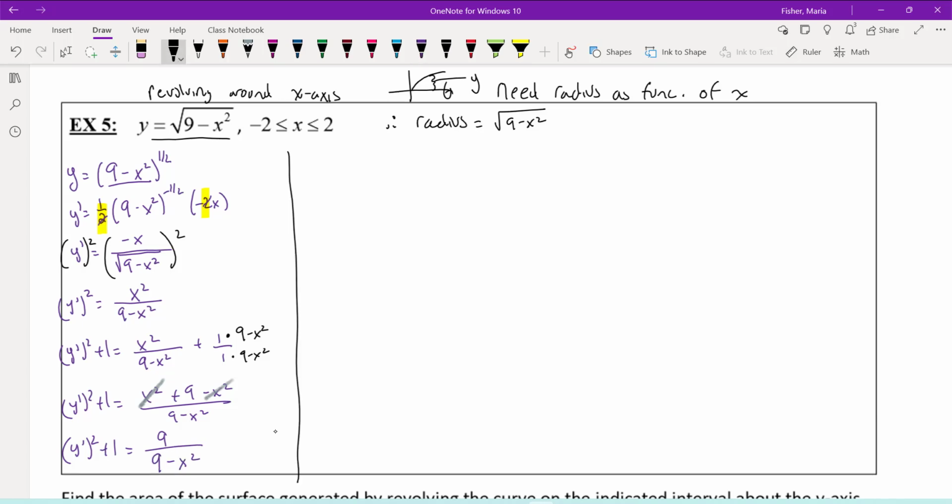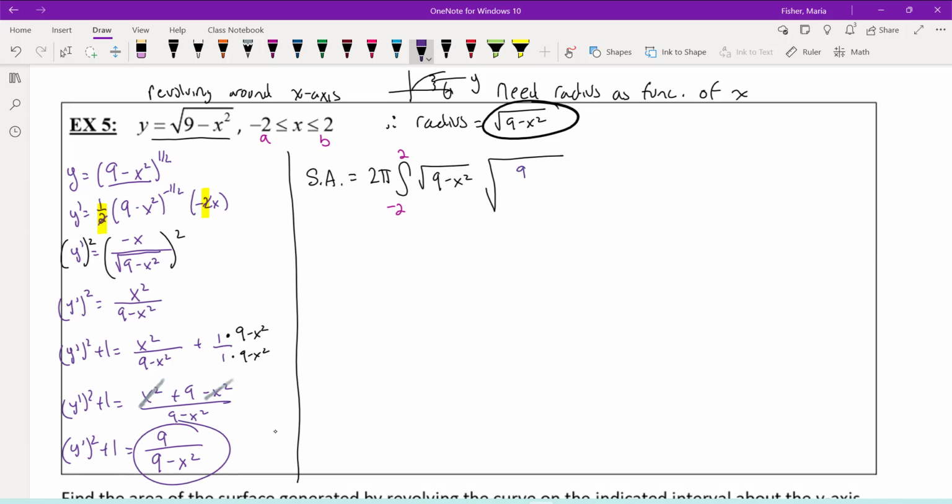So now our surface area. Our surface area is going to equal 2 pi times the integral from a to b, in this case from negative 2 to 2, of the radius. That radius, remember, is the square root of 9 minus x squared, times the arc length, which is the square root of 9 over 9 minus x squared, dx.